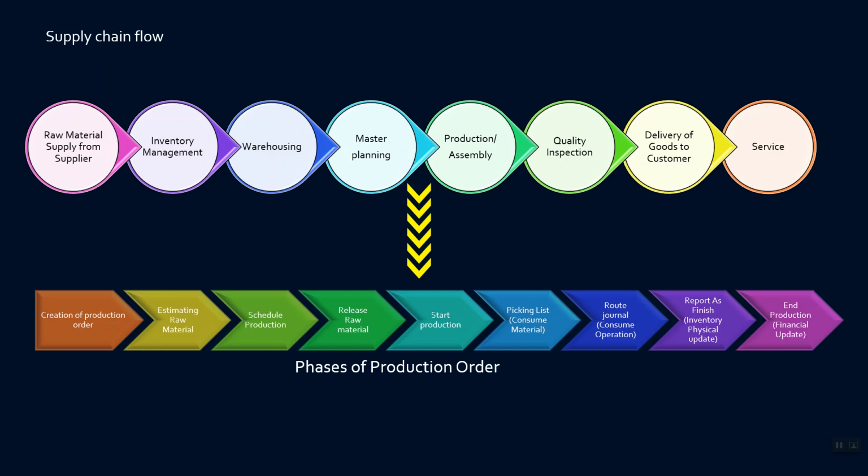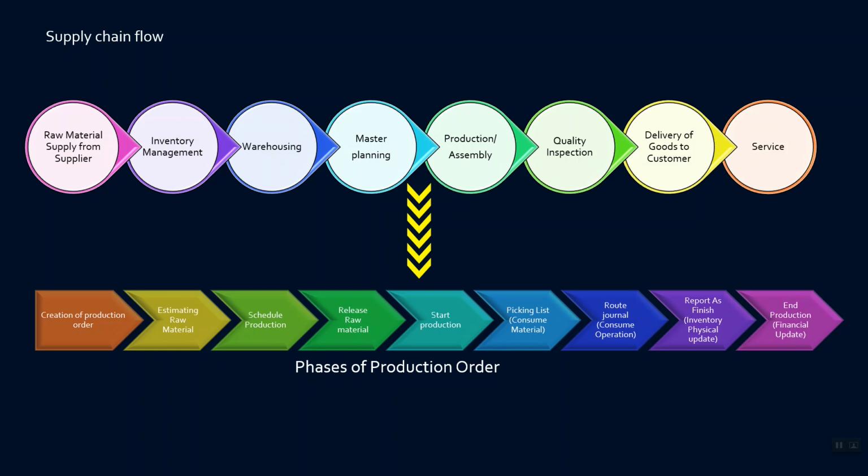So first, a production order is created. How it is created is not important. Whether it is created through master planning, manually created, created from a sales order, or created from projects, your manufacturing starts once the production order is created.